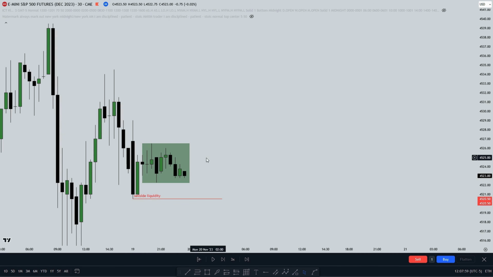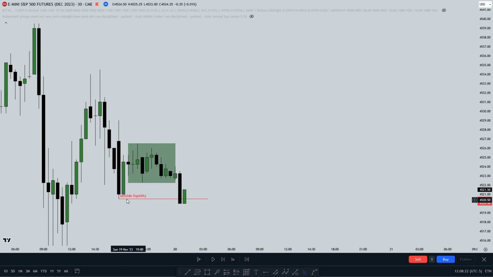So this is our first chart example. And as you see right here, we have consolidation or accumulation. So now that we have accumulation, we want to see a manipulation. And the manipulation move would most likely be to the downside because we have sell side liquidity. So let's see what happens.